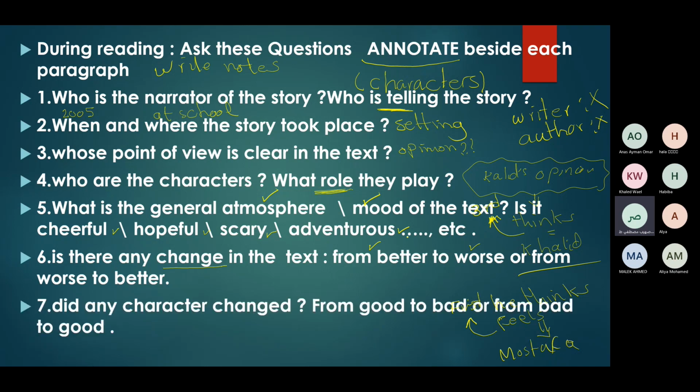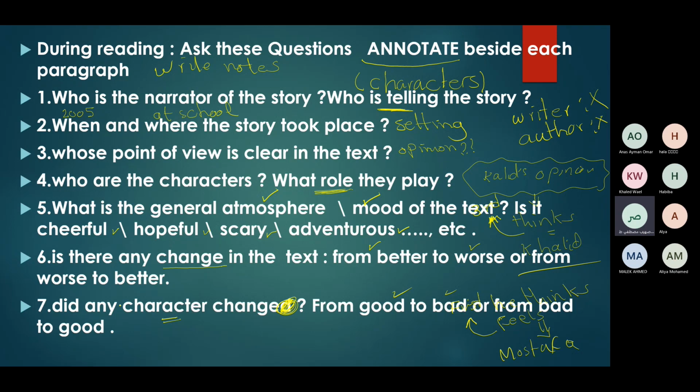The same question applies to the characters. What about your characters in the text? Did any character change? Okay, did any character change from good to bad, good to evil, or from evil to good, or did he stay good from beginning to end, or stay evil from beginning to end? So I hope these seven questions are clear.